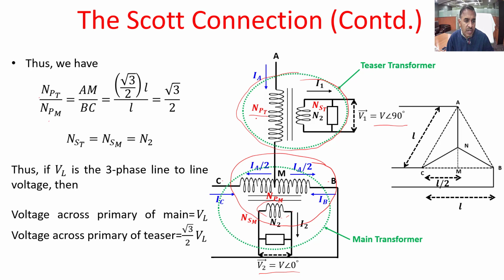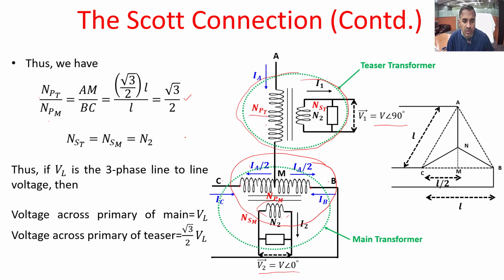NPT, the number of turns on the primary of the teaser transformer, divided by NPM, the total winding of the primary side of the main transformer. NPT by NPM is equal to AM by BC. In this figure, AM by BC equals root 3 by 2 into L by L, which is equal to root 3 by 2. That is the ratio between this and this. So the primary of the teaser transformer has just root 3 by 2 of the number of turns of the primary of the main transformer.